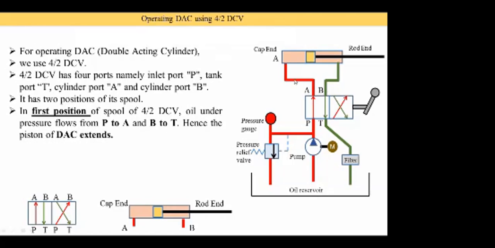From the A port, oil enters the cap end side of the cylinder. So oil enters the left side of the piston. This oil applies pressure on the piston, and the piston starts to move from left to right side. Suppose the cylinder is vertical, then the piston is moving from top to bottom. It is called the extension of the cylinder. Hence the piston of the double acting cylinder extends. So when the piston is moved from left to right, it is called extension.